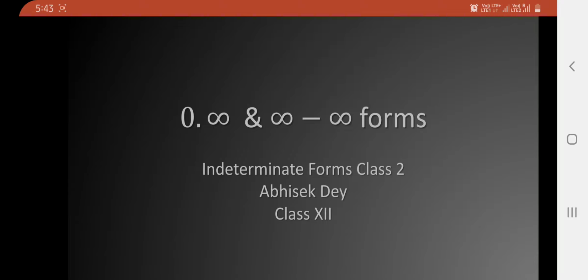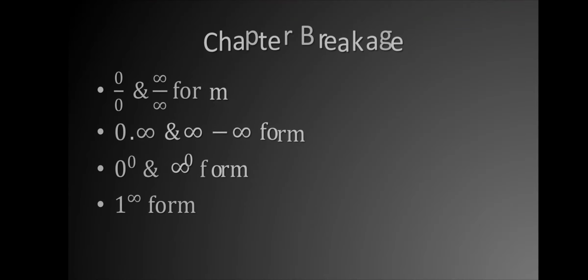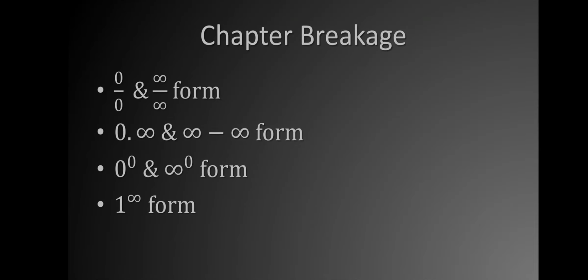Today we are discussing the second part of the chapter on indeterminate forms, and we are going to take up two indeterminate forms: one is 0 into infinity and the other one is infinity minus infinity. Obviously, in the previous class we discussed the first two basic forms, that is 0 by 0 and infinity by infinity. So now let us begin.